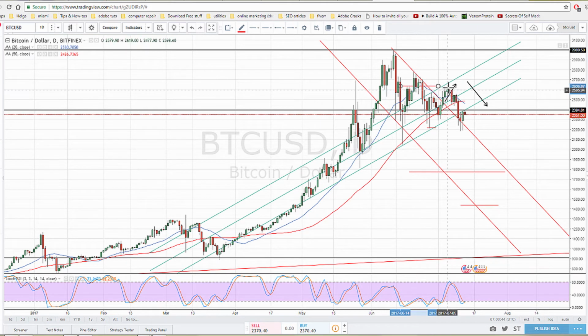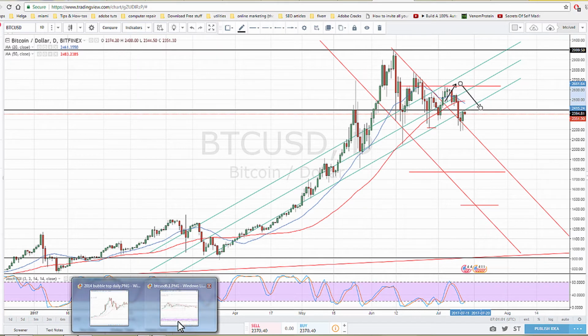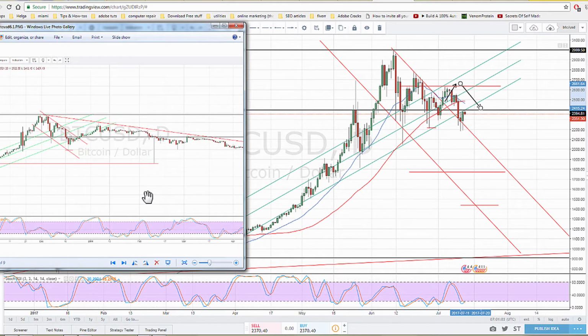Okay, it hit this resistance before bouncing down. So what's going to happen from now on? I have here another screenshot. This is also Bitcoin USD one-day candles from the top of the bubble in 2014.